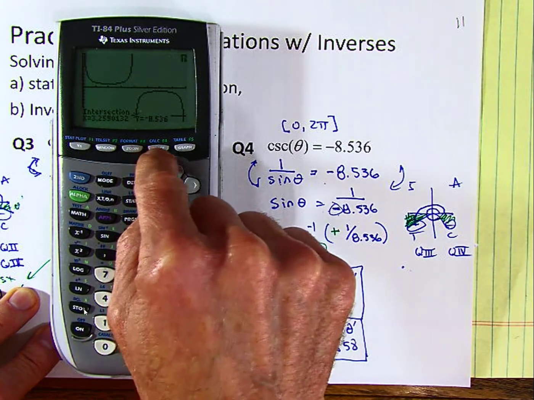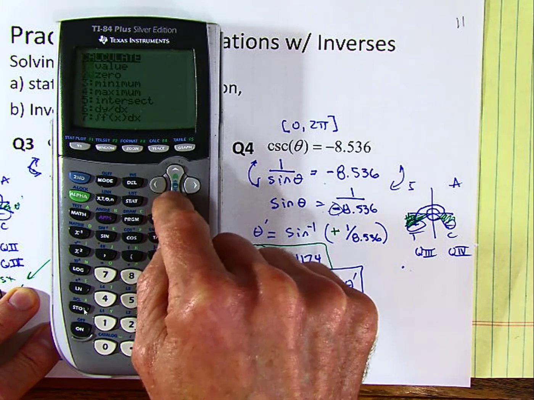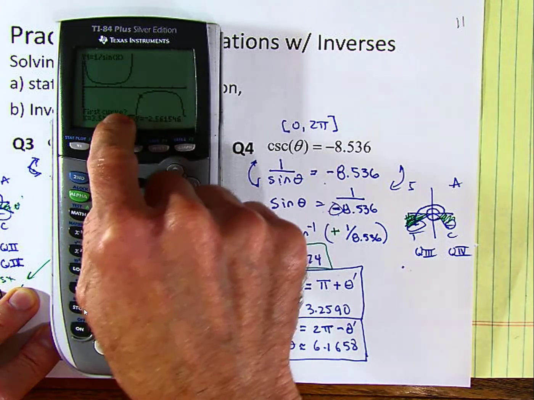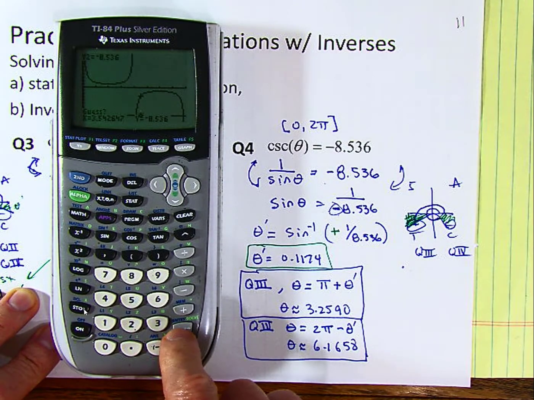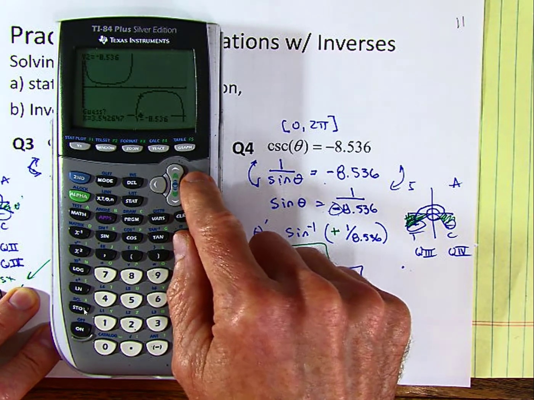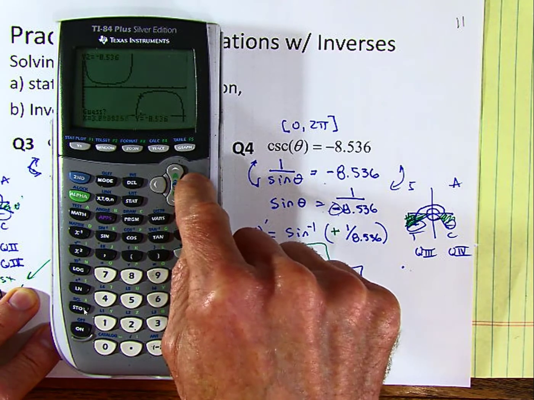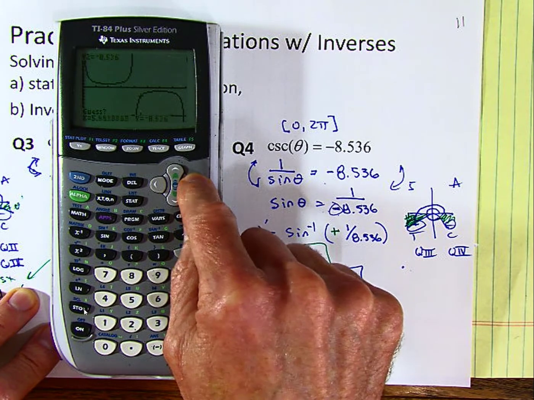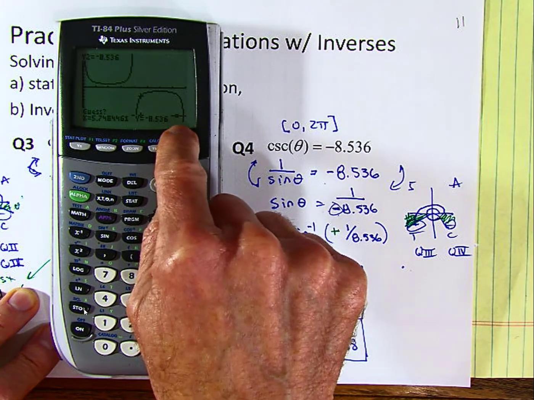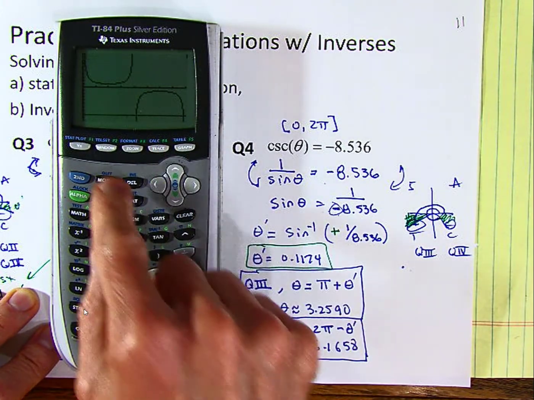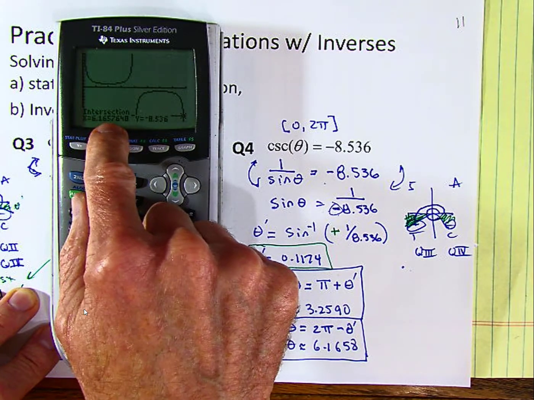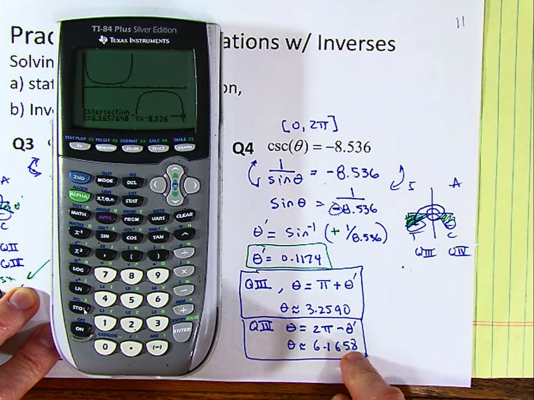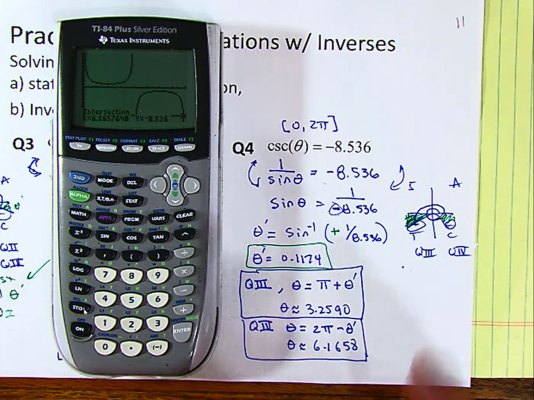If we needed to convince ourselves more, we could intersect the other one as well. So it's got to ask the first curve again and the second curve again. And then it needs the guess. So this time I'm going to move my guess way over close to the other solution. And I'm going to hit enter. And I got 6.1658. This is confirmation that my algebra is correct.